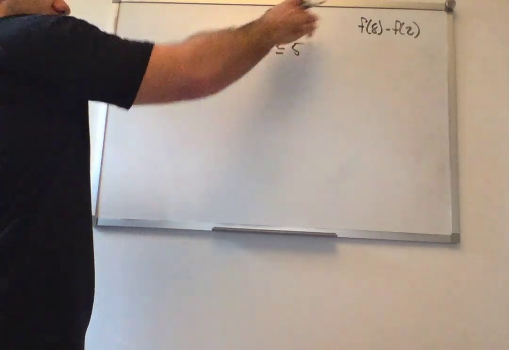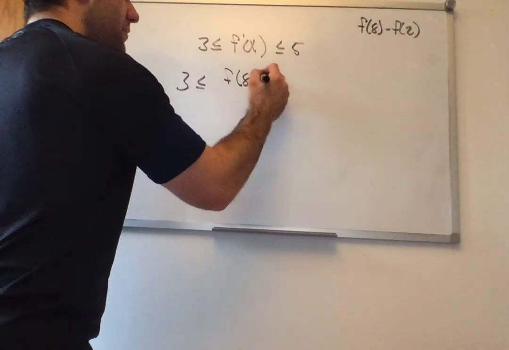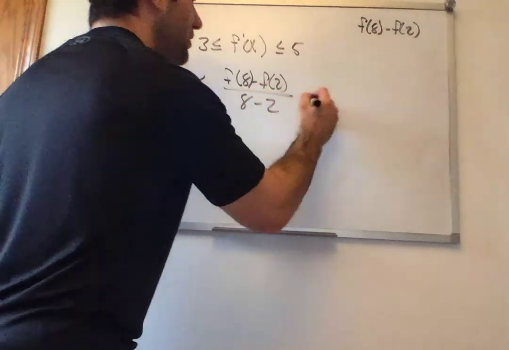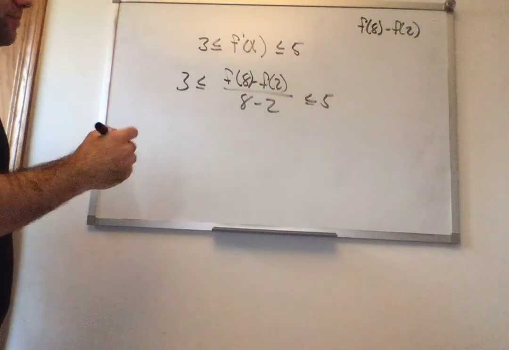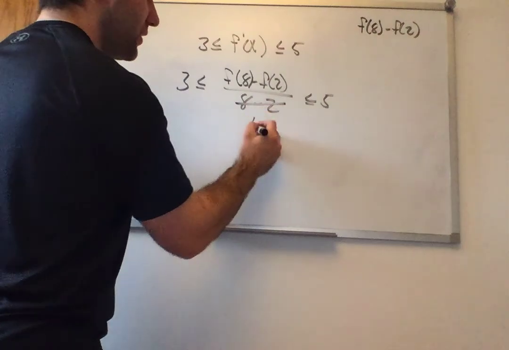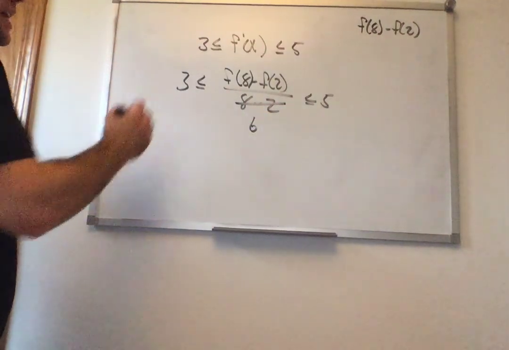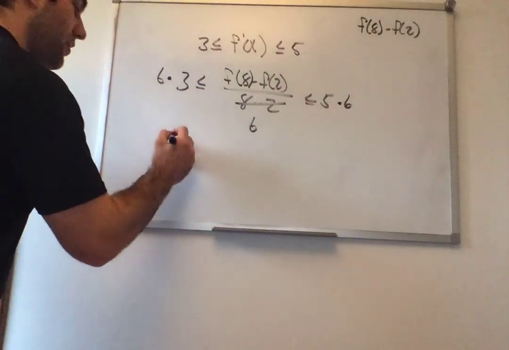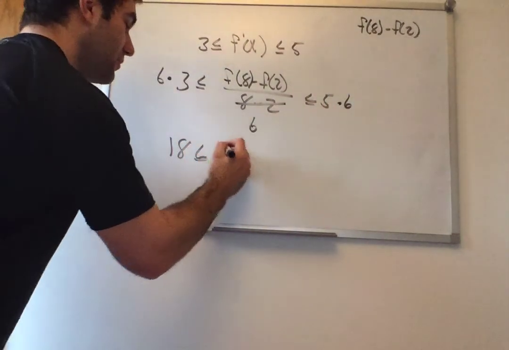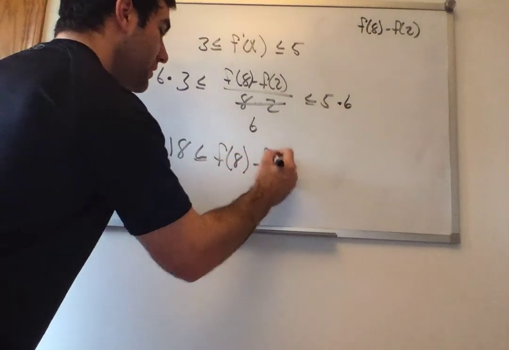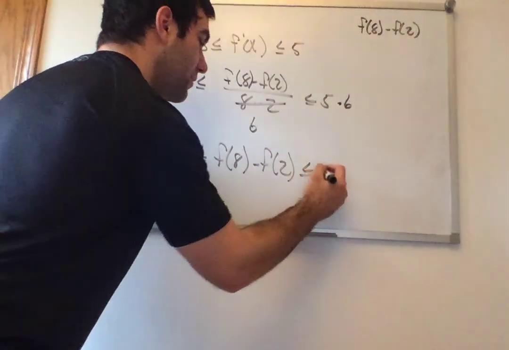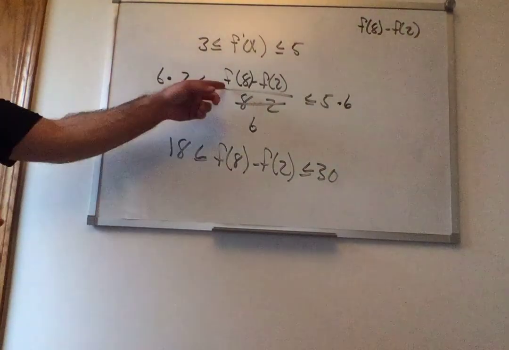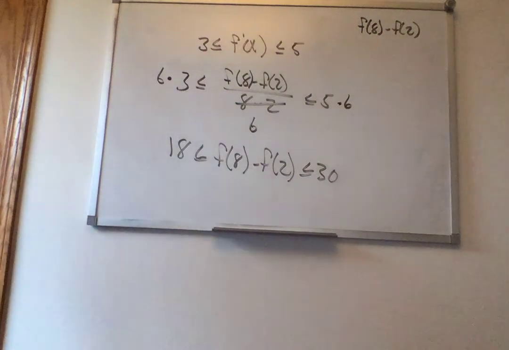So f prime of c is equal to f of 8 minus f of 2 divided by 8 minus 2, which is less than or equal to 5. Well, 8 minus 2, that's 6. If I multiply both sides by 6, you get 18 is less than or equal to f of 8 minus f of 2, which is less than or equal to 30. Exactly what we wanted to show. All we did was use the mean value theorem in this middle step right here. Very easy problem.